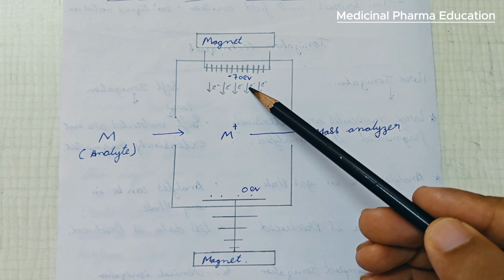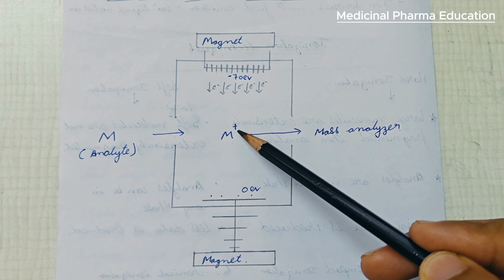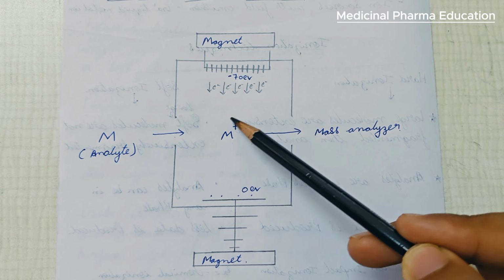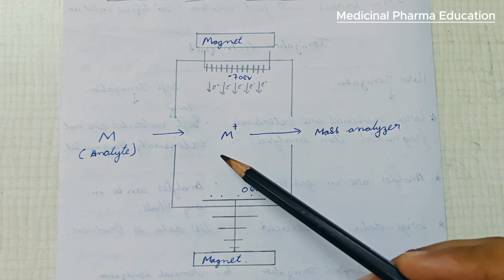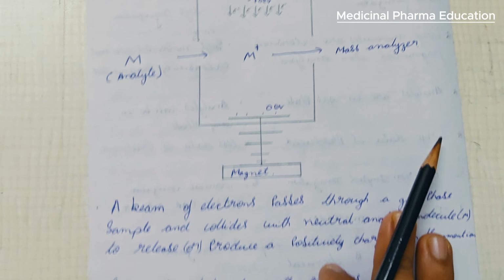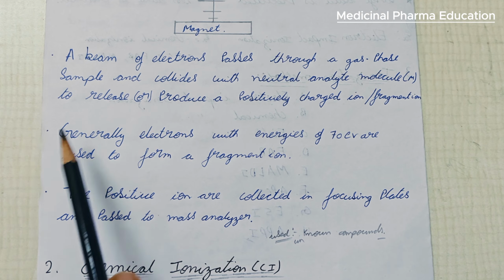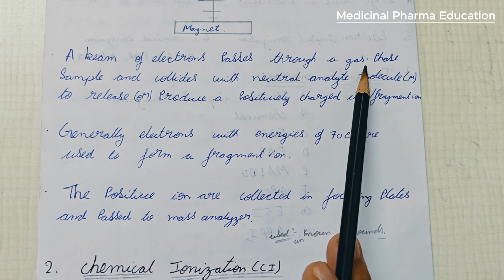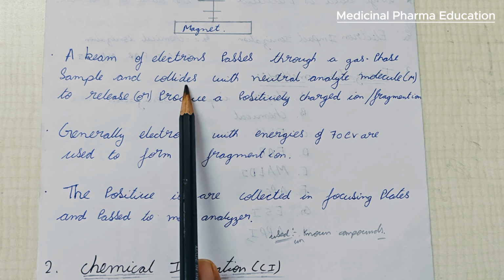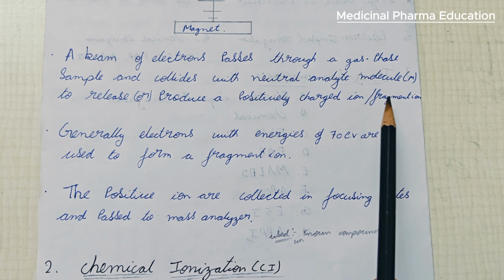The high energy electrons are bombarded with the analyte, and they take one electron out of the molecule, and M plus ions are formed. These are sent to the mass analyzer. This is the basic principle of electron impact ionization. If you read this, you will easily understand. A beam of electrons passes through a gaseous phase sample and collides with a neutral analyte molecule to produce positively charged ions or fragment ions.